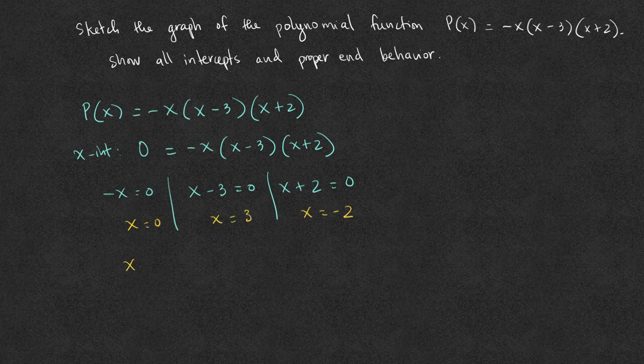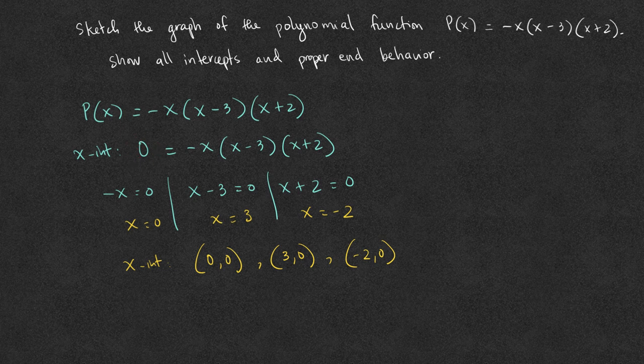And so the x-intercepts are: when x = 0, y = 0; when x = 3, y = 0; and when x = -2, y = 0, because we set y = 0.